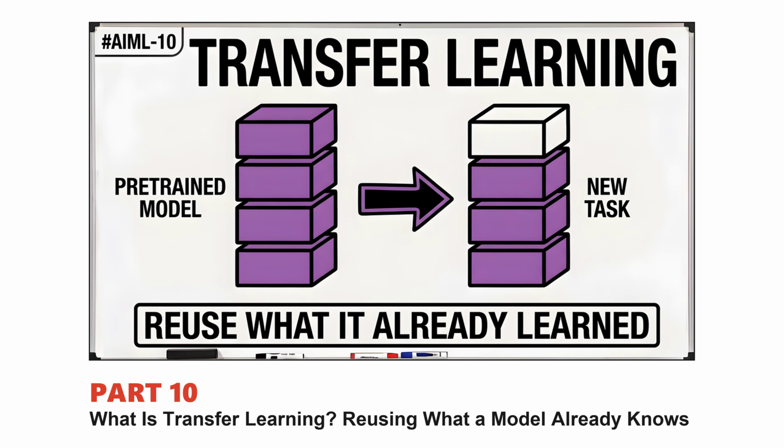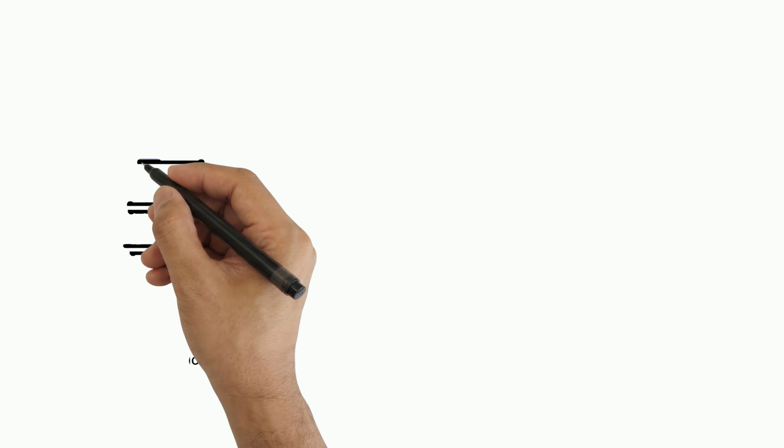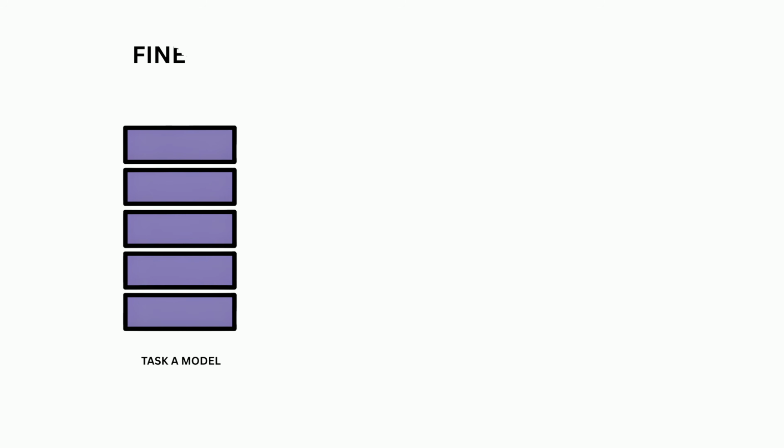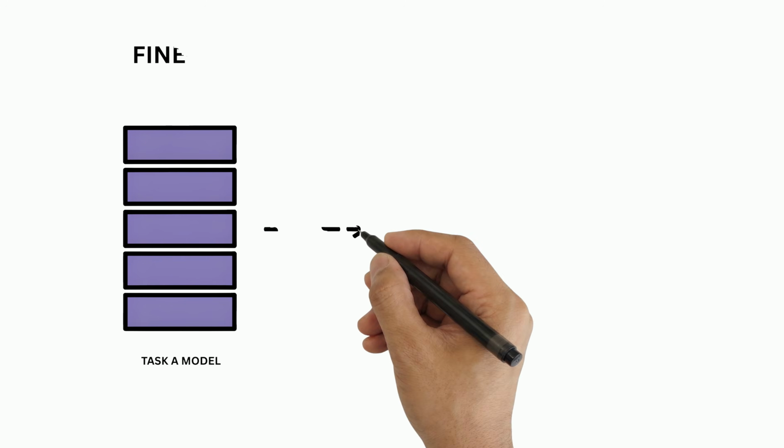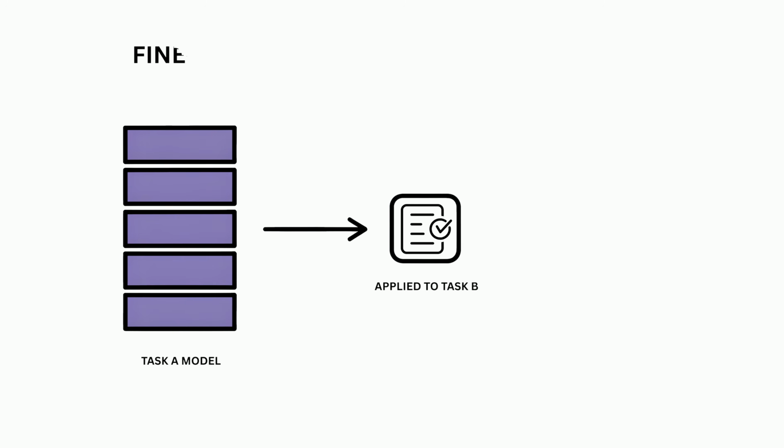Part 10. What is transfer learning? Last video we covered fine-tuning, taking a pre-trained model and continuing training on a small task-specific dataset. That's actually one specific example of a much broader idea called transfer learning, taking knowledge a model learned solving one problem and reusing it to solve a different related problem, instead of learning everything from zero every time.